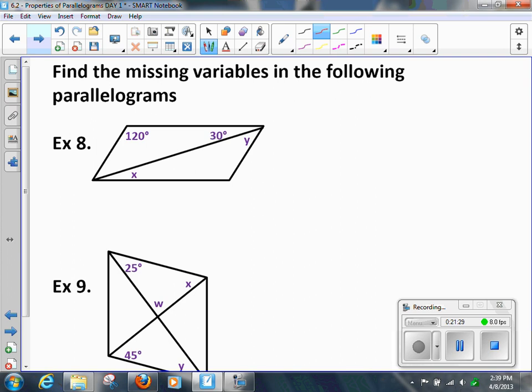Let's go to the next one. Oh, you're finding missing variables with the following parallelograms. What do you know about opposite sides? Two things. They're parallel and congruent. What do you know about opposite angles, Joseph? Opposite angles are congruent. What do you know about consecutive angles, Summer? They equal 180. What do you know about diagonals? They bisect each other. Good.